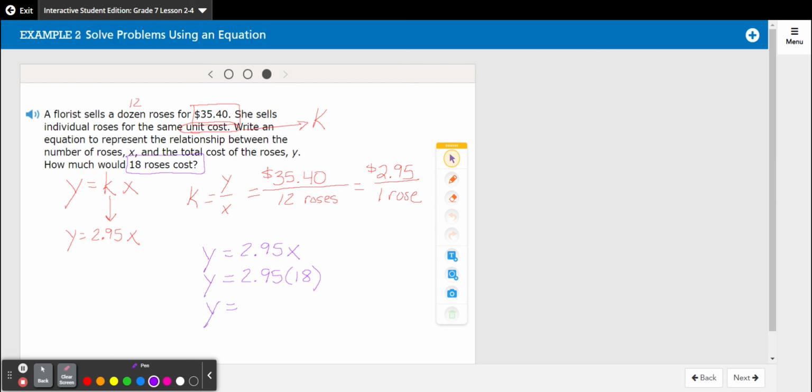So we have $2.95. We're going to multiply that by 18, and we end up with a price of $53.10. And that is how we would solve the second try it problem for the second example.